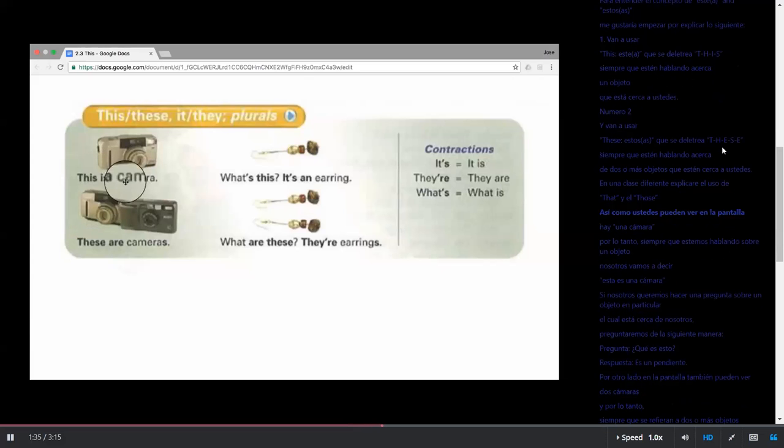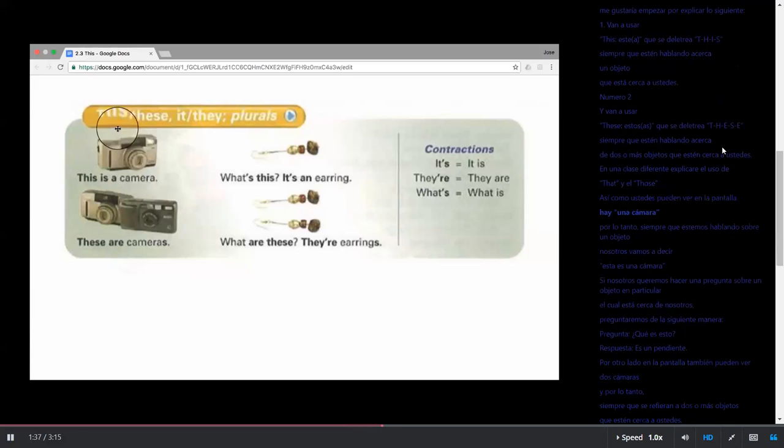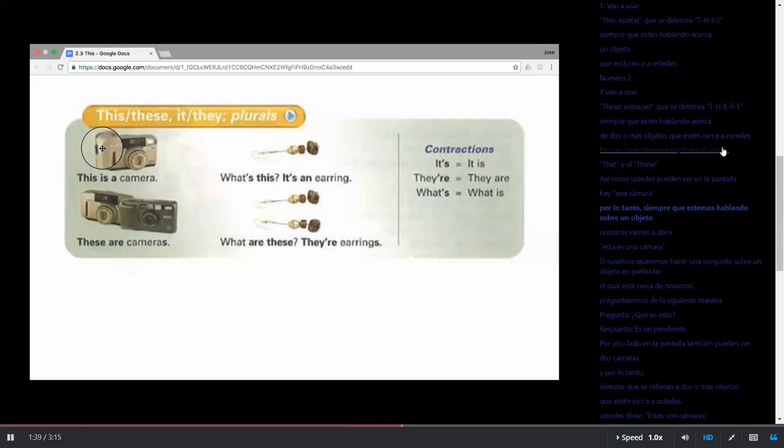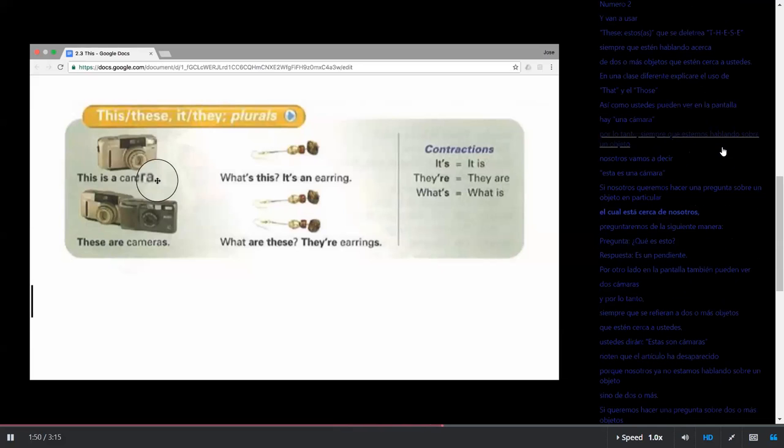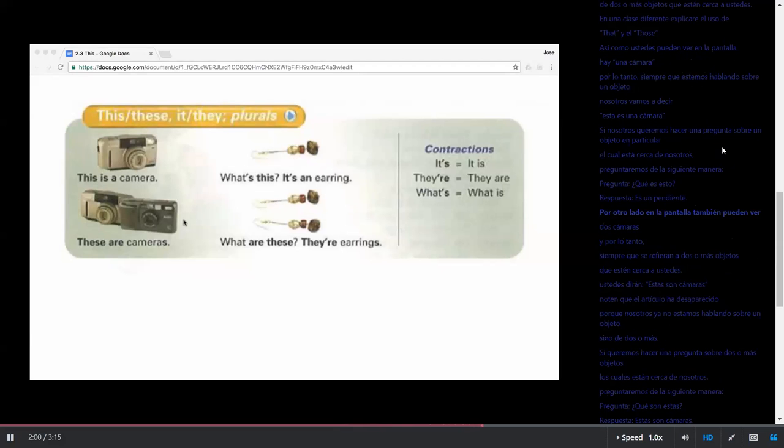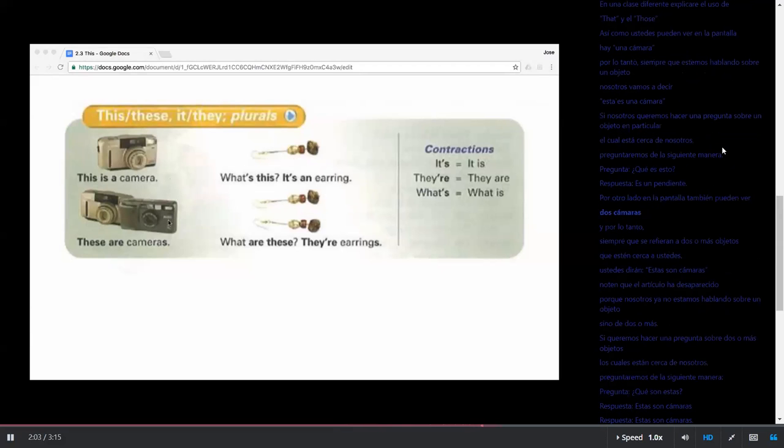So as you can see on the screen, there is a camera. And therefore, whenever we talk about one object, we're going to say, this is a camera. If we want to ask a question about a particular object which is near to us, we will ask in the following way. What's this? It's an earring.